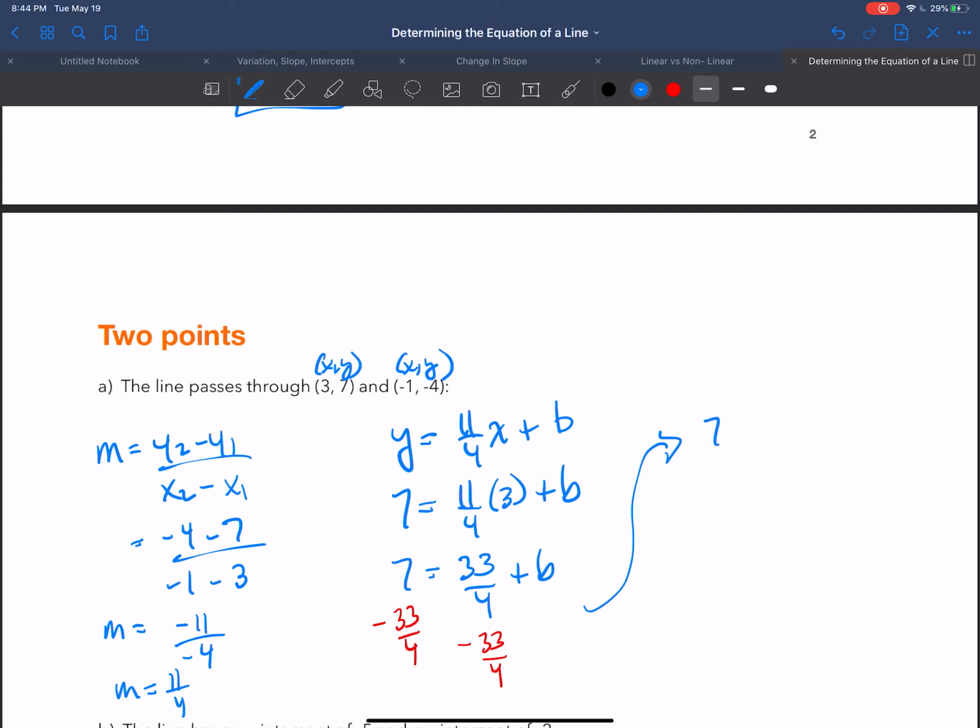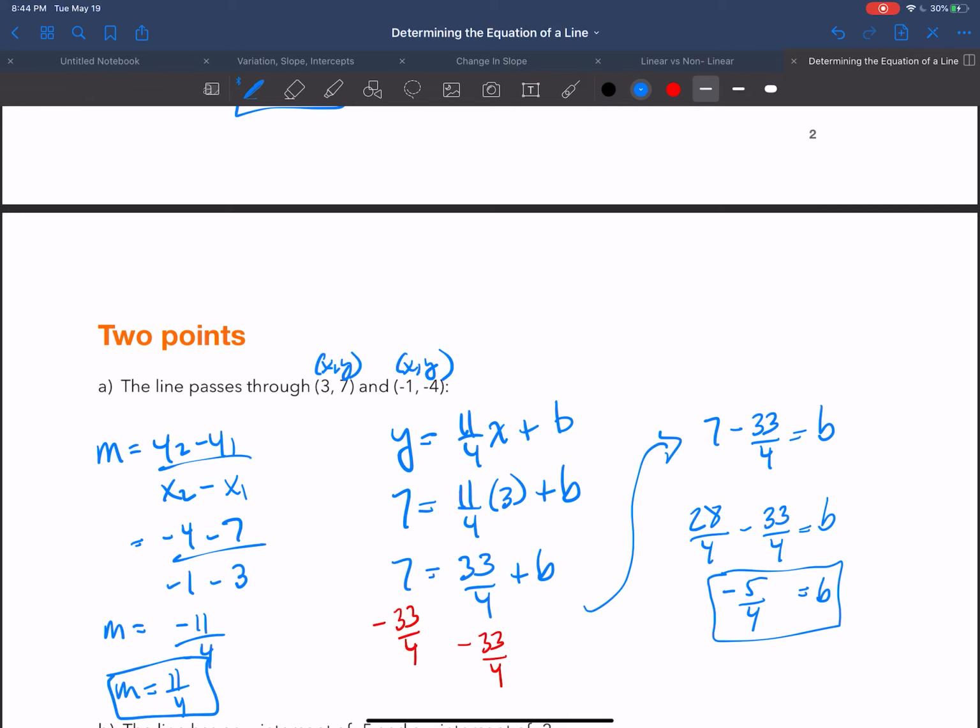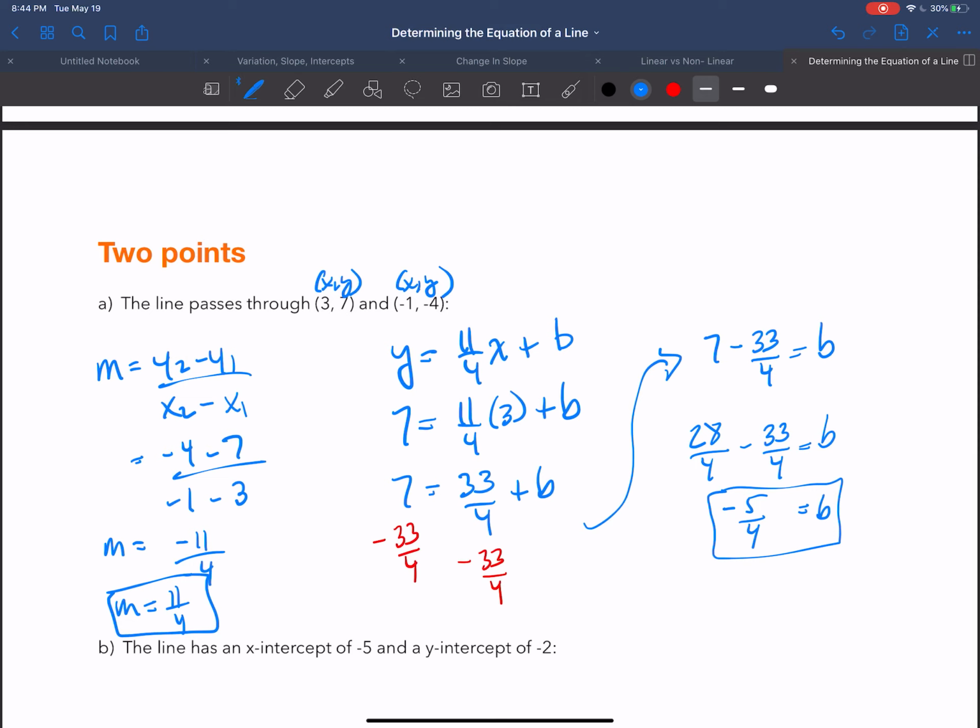So I have 7 minus 33 over 4 is equal to b, so I need a common denominator, which makes this 28 over 4. So it'll be -5 over 4. So we figured out m, and we figured out b. So now we just have to put it together. M was 11 over 4x. B is -5 over 4. So that's our equation.